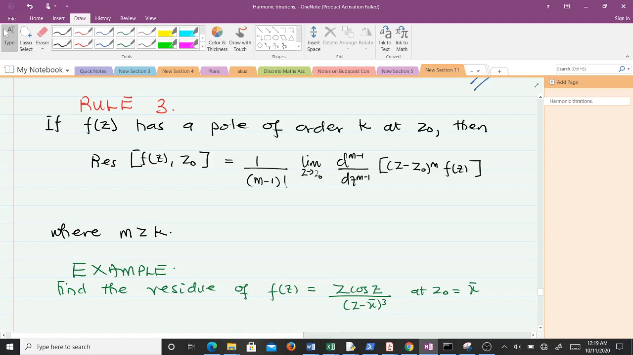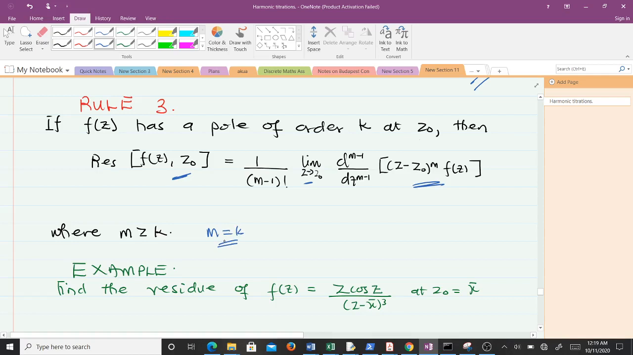The third rule says that if f of z has a pole of order k at z0, then the residue of what we can see here is equal to 1 over m minus 1 factorial, then the limit as z approaches z0 of the derivative of order m minus 1 of whatever we can see here. So take note of this, where m is greater than or equal to k, but in most cases m is equal to k.